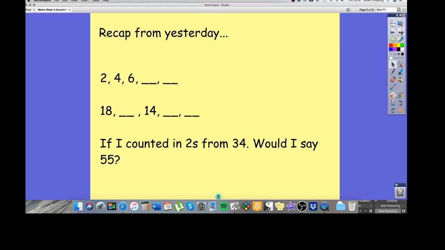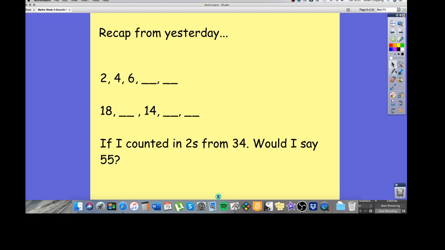So the first question, can you put in the next 2 numbers of our sequence? 2, 4, 6. And what are the next 2 numbers? Here we've got 18 something, 14 something, something. Can you put in those 3 numbers? And then a question. If I counted in 2s from 34, would I say 55? Yes or no? And if you can tell me why, the answer is yes or no, extra bonus points to you. So pause now.